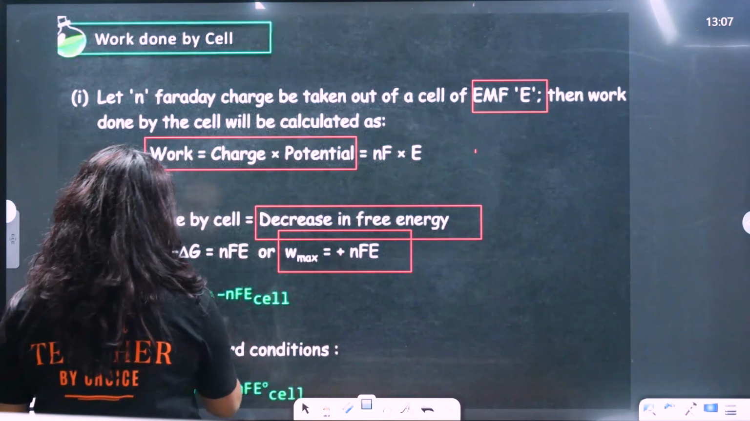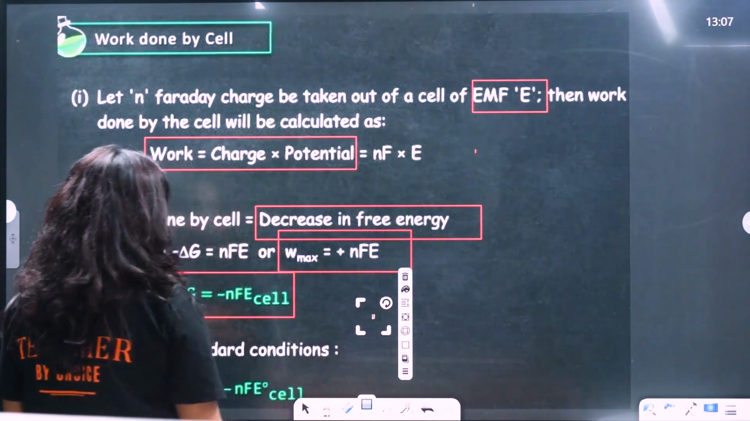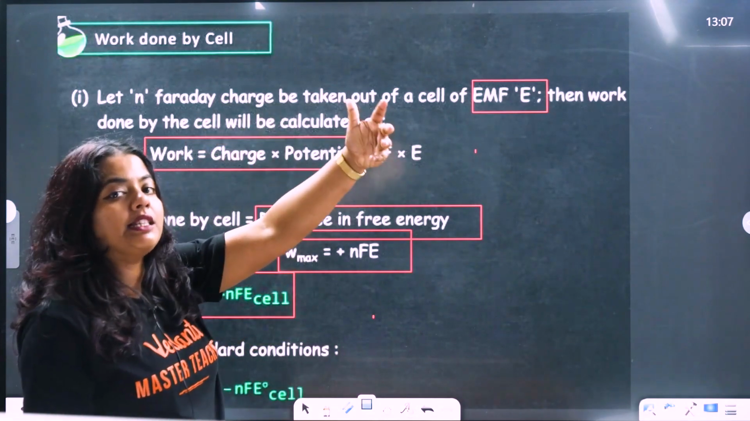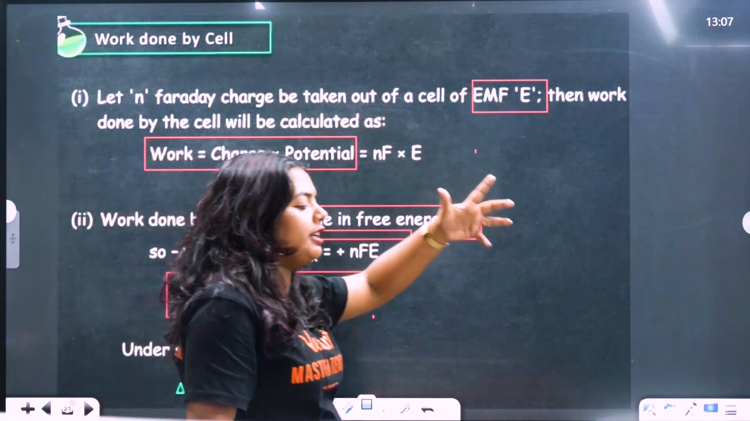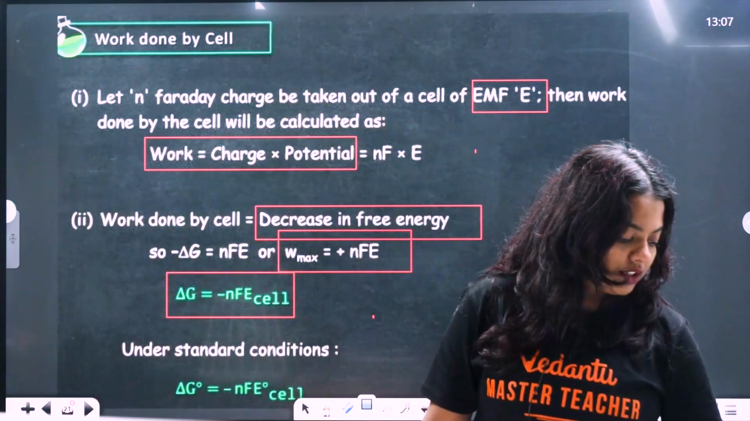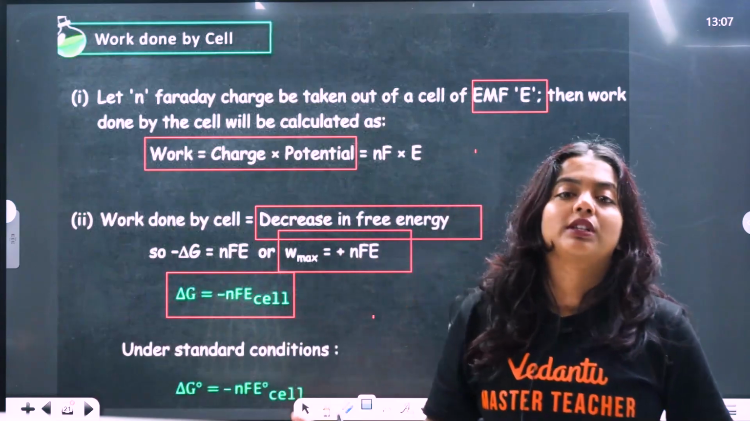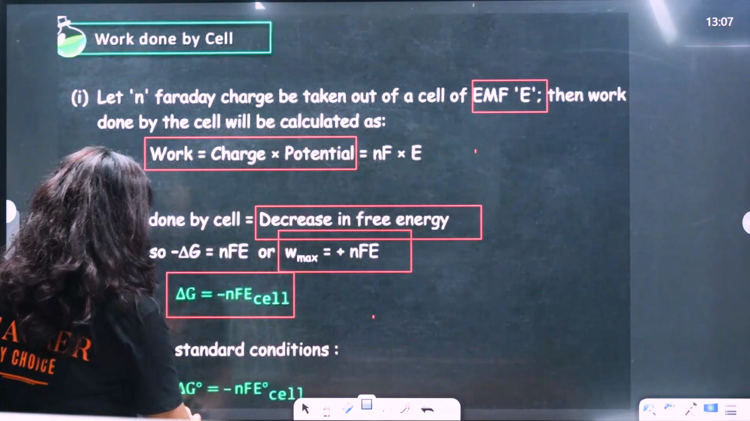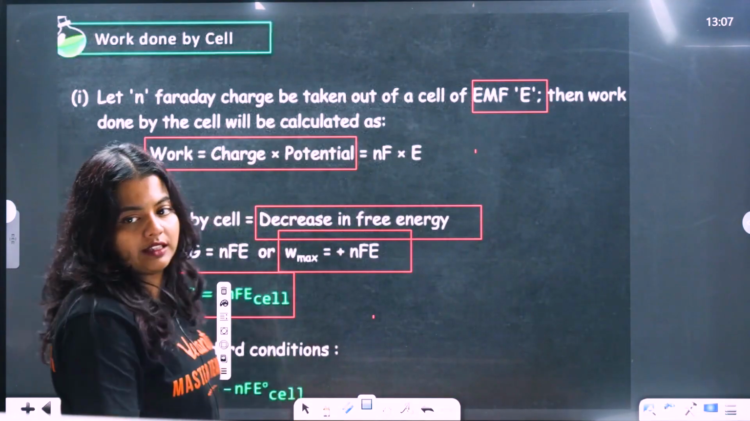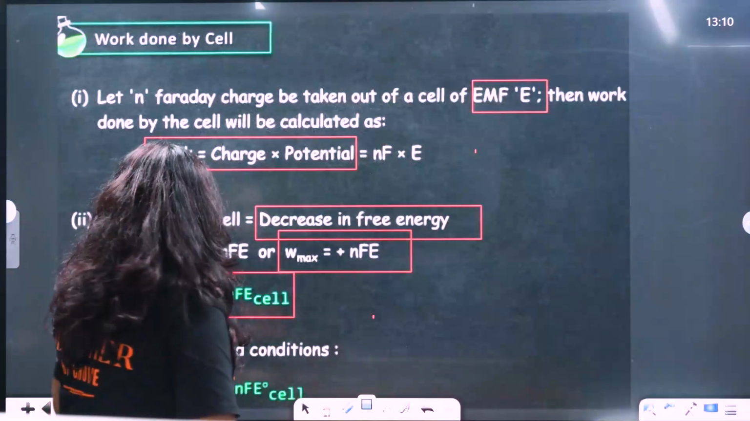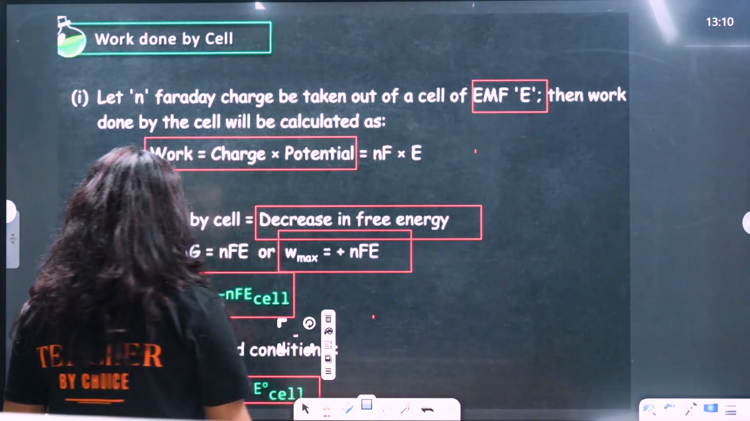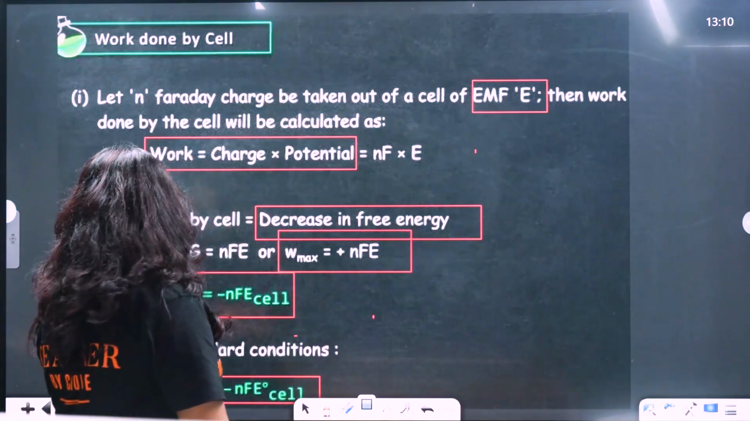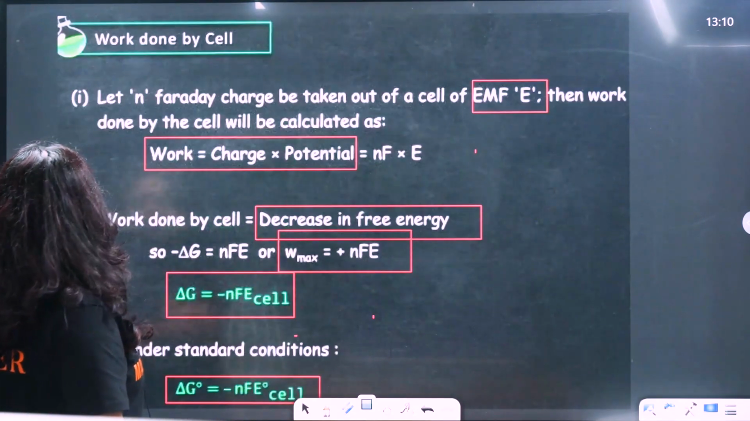So delta G, the change in energy, is equal to minus nFE cell. E cell refers to the EMF of the cell, and E naught cell refers to the value at standard conditions. So at standard condition, delta G naught is equal to minus nFE naught cell. Okay children, so delta G naught, in the standard condition, is minus nFE naught cell. So this is how the work done by the cell is found.